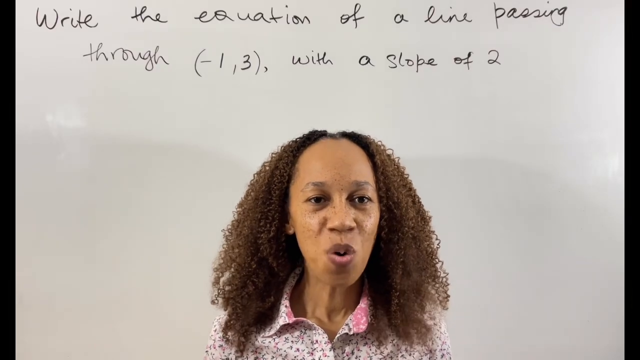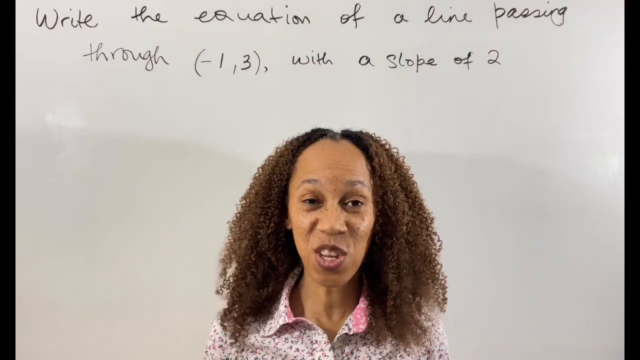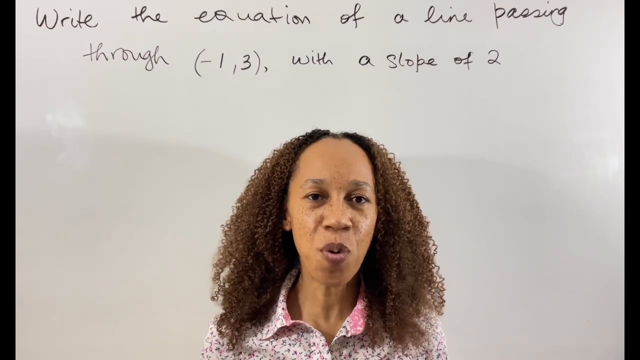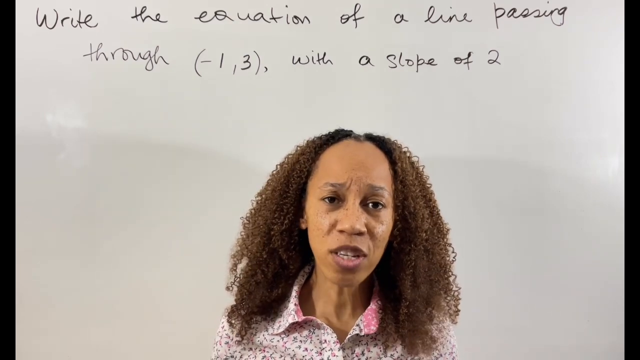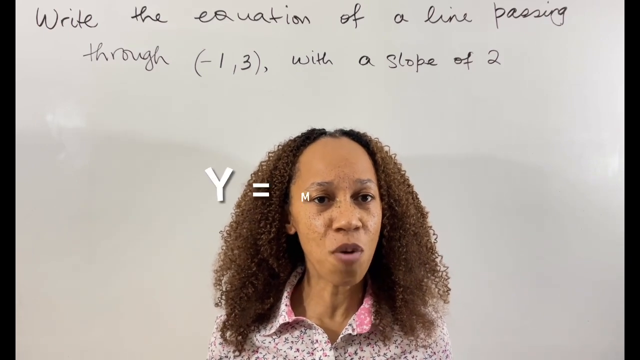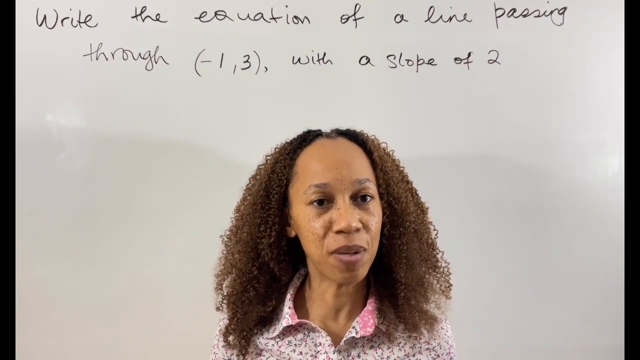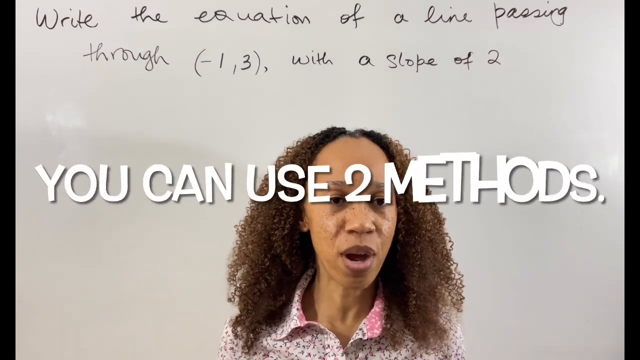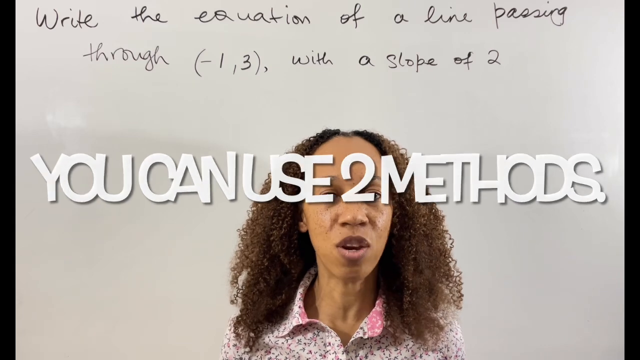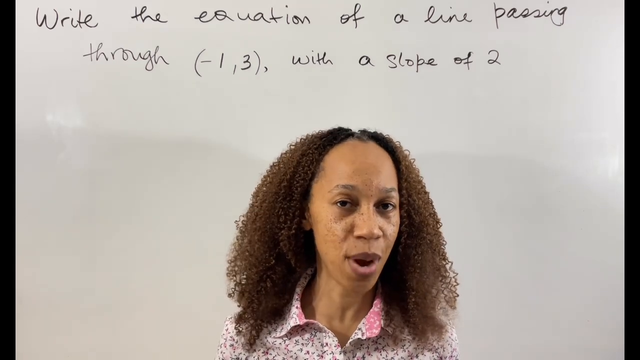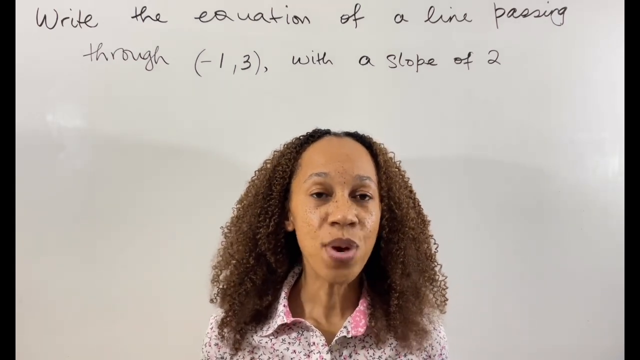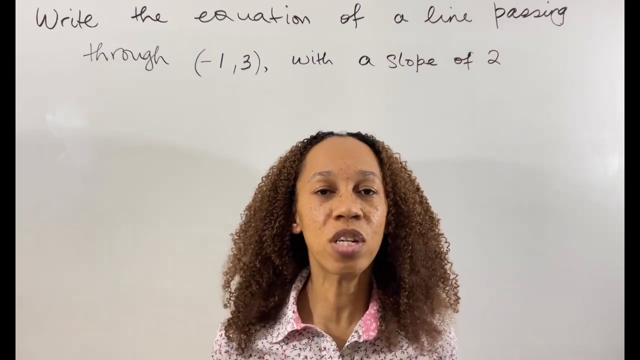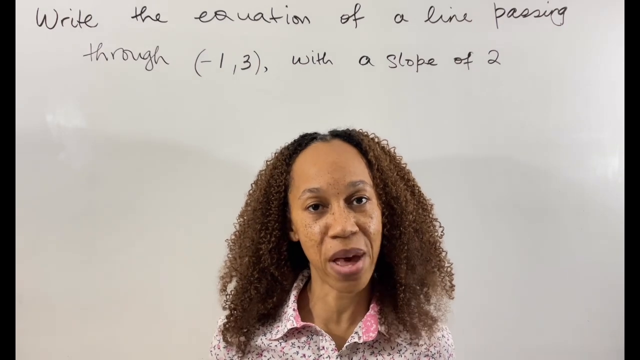Hi everyone, welcome back. In this lesson, you are going to learn how to write the equation of a line given a point and a slope. The equation of a line is usually in the form of y equals mx plus b because we are dealing with a linear line. So because we are dealing with a linear line, we can use two methods to write the equation of a line. We can use the point-slope formula method, or we can use the slope-intercept formula method.